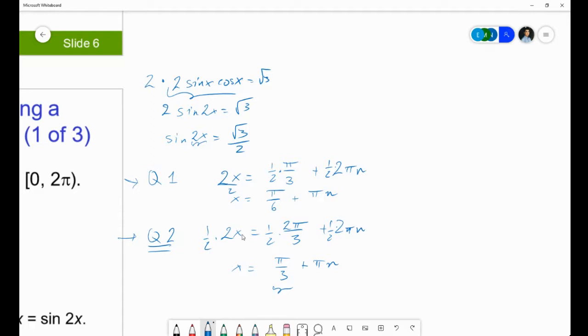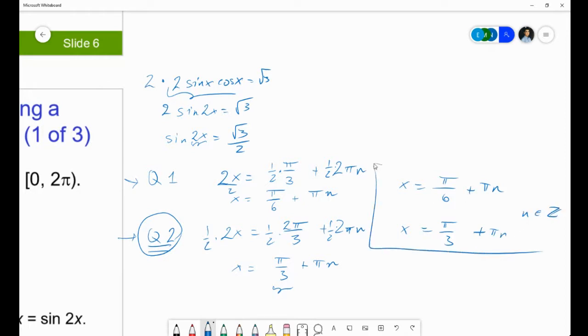Because remember, if I take an angle theta and multiply by 2, that part is in quadrant 2. We didn't say that x is in quadrant 1 and 2. We said that 2x is in quadrant 1 and 2. All right, so my final answer for both of these will be pi over 6 plus pi n and pi over 3 plus pi n. Don't forget, n is an integer. Right, questions?